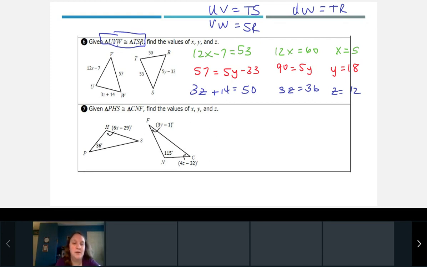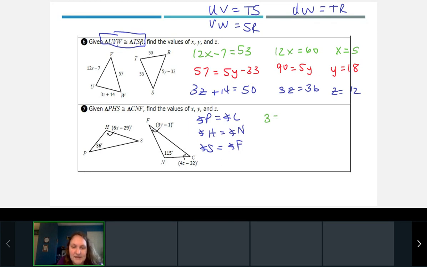Let's look at number seven. Number seven, the angles are labeled for us. So, looking at the congruency statement, we know that angle P is going to have to be equal to angle C since they're the first letter in the names. Angle H is going to have to be equal to angle N. And angle S is going to have to equal angle F. Now I can set up my equations.